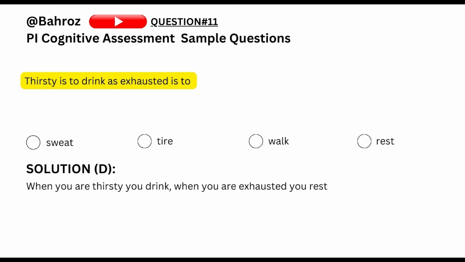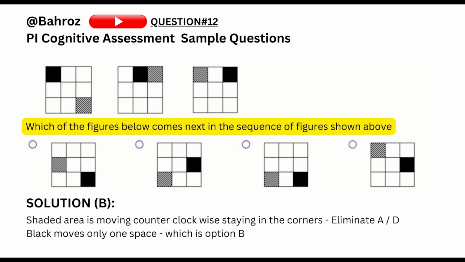The next one is thirsty is to drink as exhausted is to. When you're thirsty, you drink. When you're exhausted, you rest. So the answer is D. Question number 12. Which of the figures below comes next in the sequence of figures shown above?